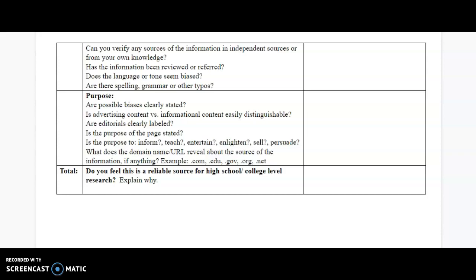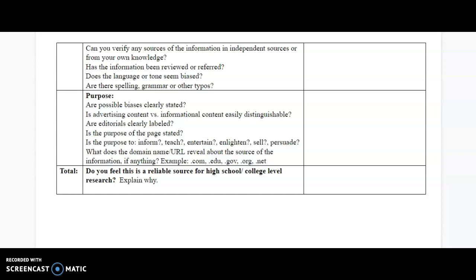Purpose. Are possible biases clearly stated? Is it advertising? Advertorial is very hard to distinguish sometimes, where they're giving you great information, but they're also saying, hey, they're only giving this information because they want you to buy their product. Okay. Are the editorials and opinion pieces clearly labeled? Is the purpose of the page stated? Why are they putting this out there for you? Do they want you to purchase their roofing company? Or do they want you to vote a certain way because our primaries are coming up?